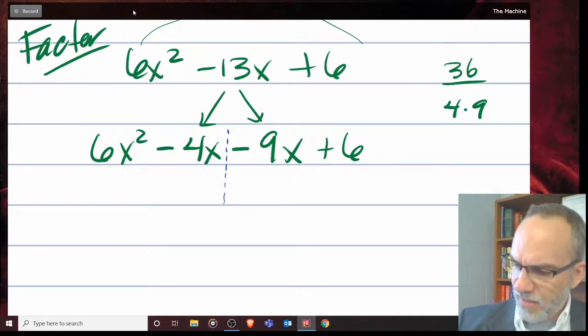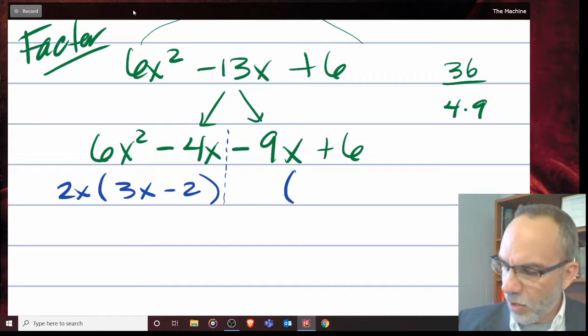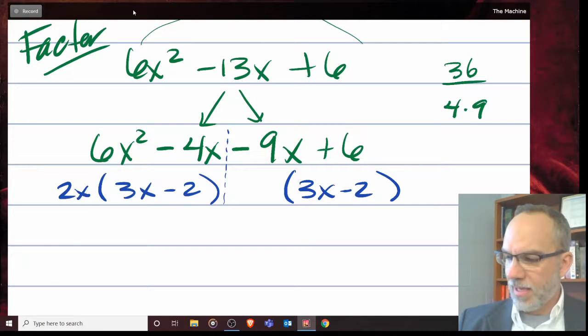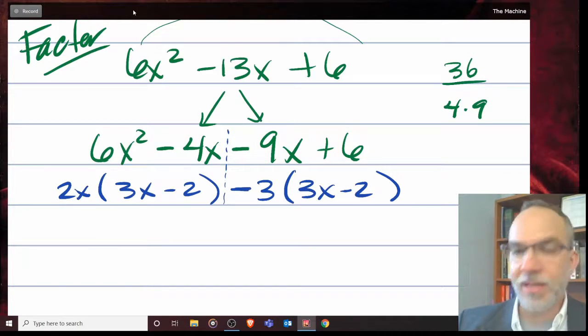So then we're going to have a greatest common factor here of a 2x, which leaves a 3x minus 2. And on the right-hand side, let me write down a 3x minus 2. And think, what do I factor out of a negative 9 to give myself a positive 3? Well, I would factor out a 3, but careful with the sign here. I need to factor out a negative.